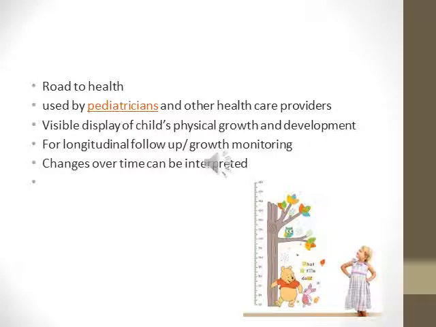So it's for longitudinal follow-up. What does longitudinal follow-up mean? We start from a point, like today we mark a point on a growth chart that the child has this weight and this height at this point of time, and after 6 months or after some duration, we see if the child is gaining weight and height appropriate for his age. So it's a follow-up. It tells us changes over time.